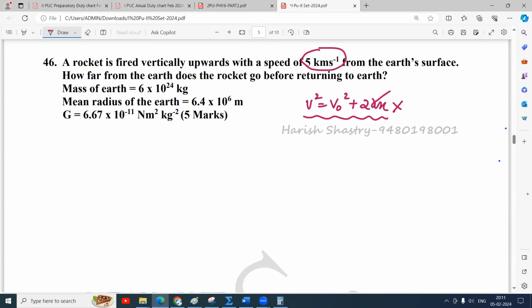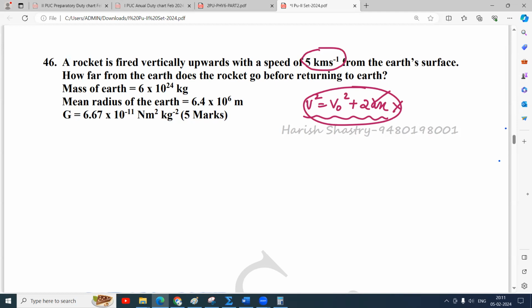So when any object is thrown with 5 km per second from the surface of the Earth, it will reach such a height that throughout its journey, the acceleration due to gravity will not be same everywhere. It will be different at different points. So this formula cannot be applied. So how to solve this problem then? You have to go for the conservation of energy principle. Throughout the journey of the particle, the total energy must remain conserved. Its potential energy and kinetic energy may keep on changing, but their sum must be same.